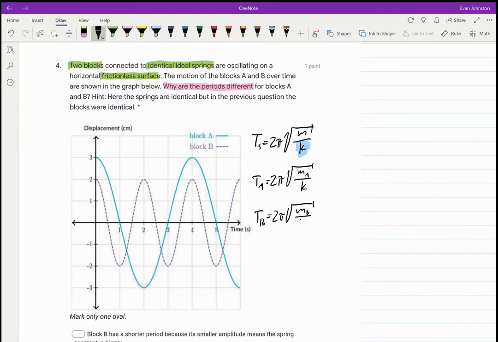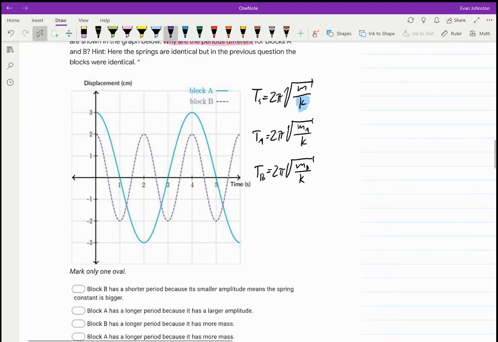mass B over k. And if we look at these, I can see that they both start at crests again. And if we're looking at B, I go from there to there until it repeats, right? So crest to crest, we've gone a full cycle.